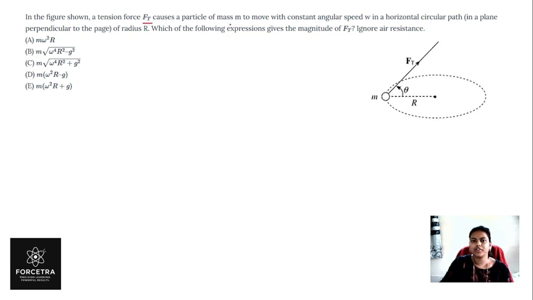Tension force Ft causing a particle of mass m to move with a constant angular velocity omega in a horizontal circular path of radius capital R, which of the following gives the expression for the magnitude of Ft? So in this we have to find the tension force, right?